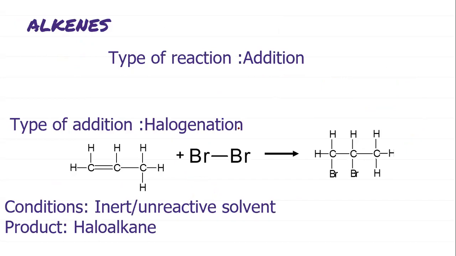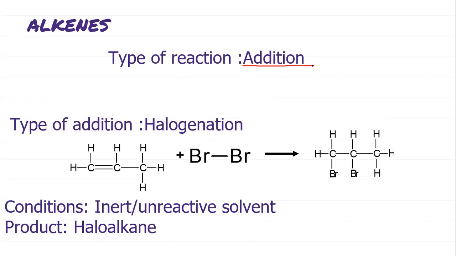Then we move to alkenes. So for alkanes, what we have done so far is simply combustion of those alkanes as well as substitution. So now we are going to look at another homologous series, and that is alkenes. Now with alkenes, we are only going to look at one type of reaction, and that type of reaction is called addition.